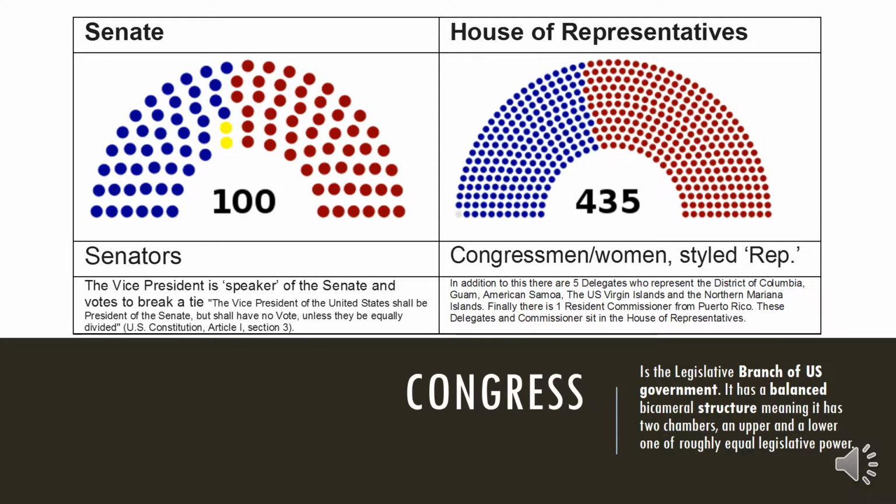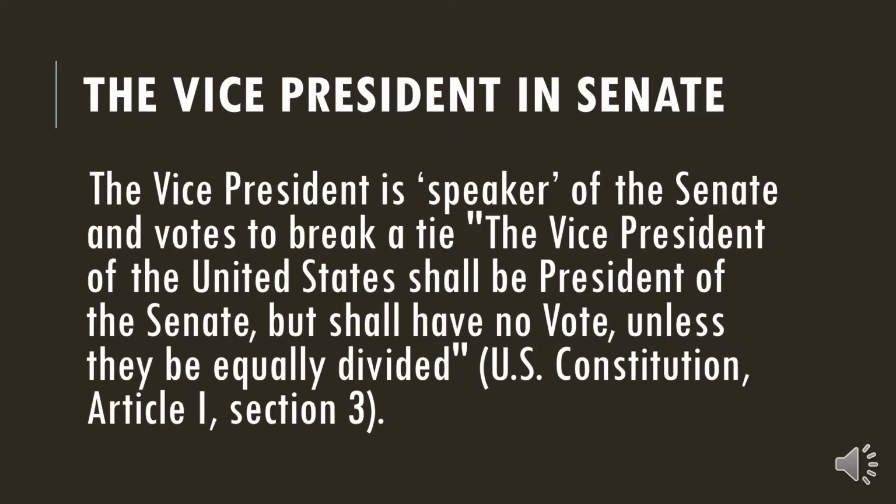The 435 congressmen and women represent roughly equal districts by population. There are also 5 delegates who represent strange areas like the US Virgin Islands or Washington DC, and they can speak but they can't vote. The 100 senators are 2 from each state. The Vice President is the Speaker of the Senate and votes only to break a tie.